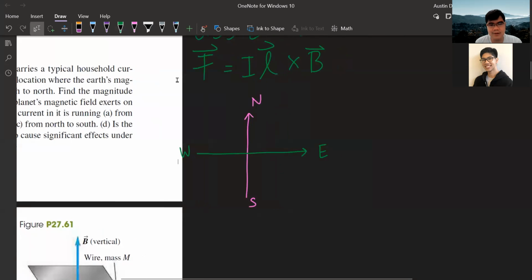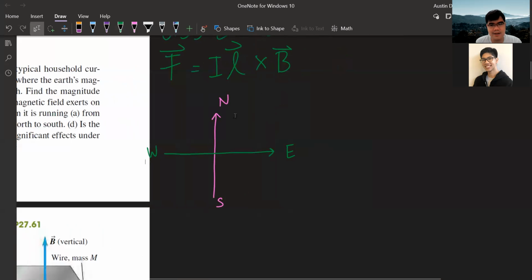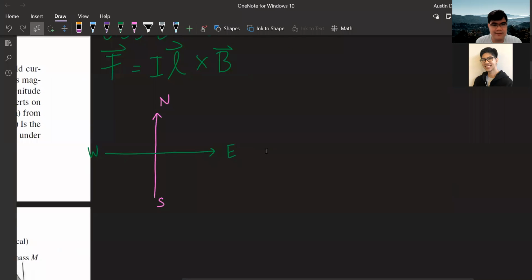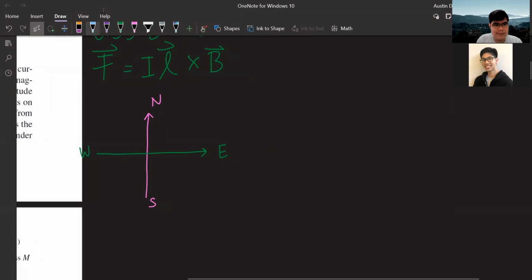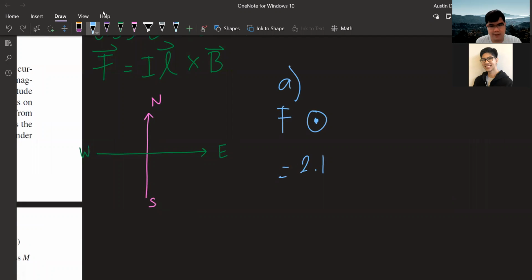So by the right hand rule, galing ka muna sa current. Right hand ka papunta sa, curl mo yung mga fingers mo towards the magnetic field. Okay, so yan. Therefore, yung thumb mo naka-point out of the page. So, for A, F is out of the page with the magnitude of 2.1 times 10 to the negative 4 newtons.